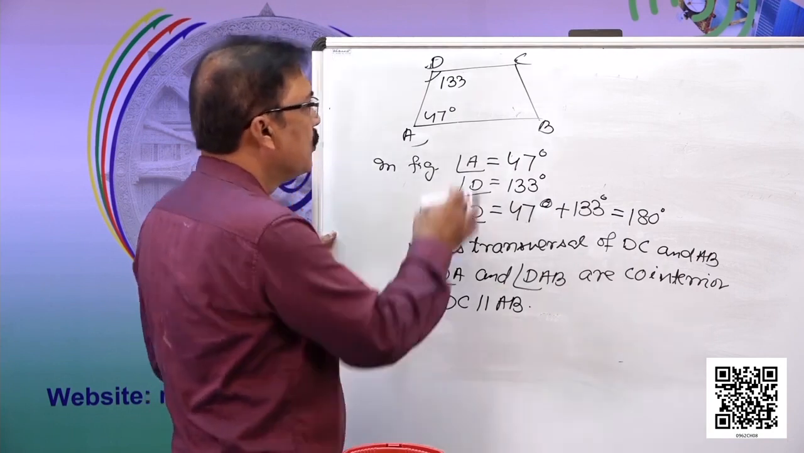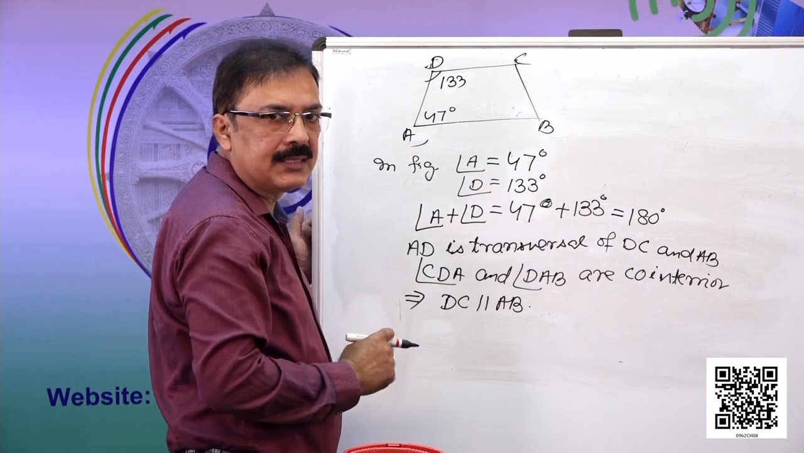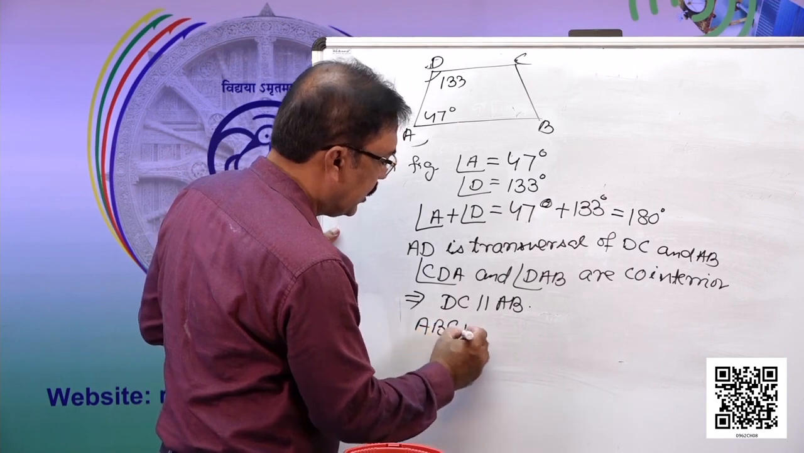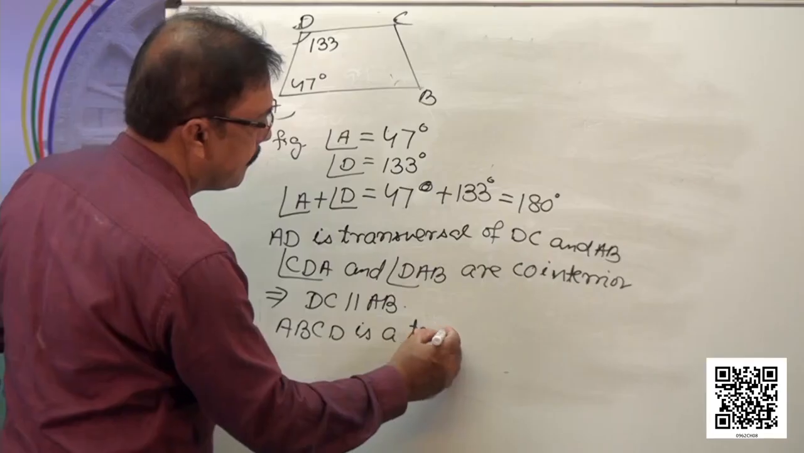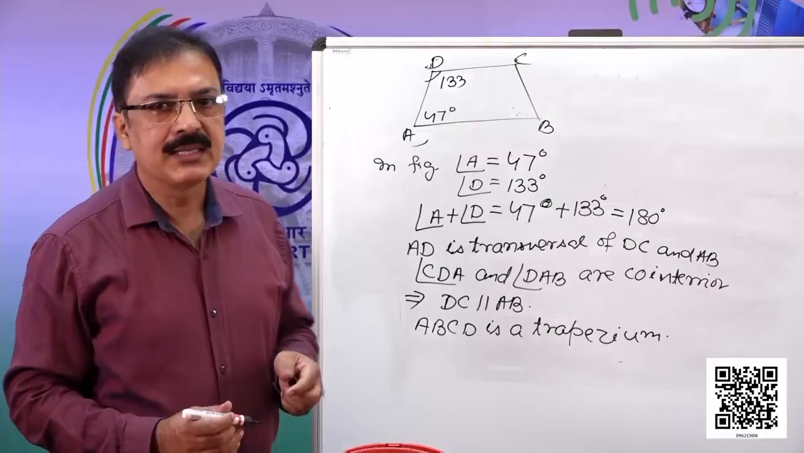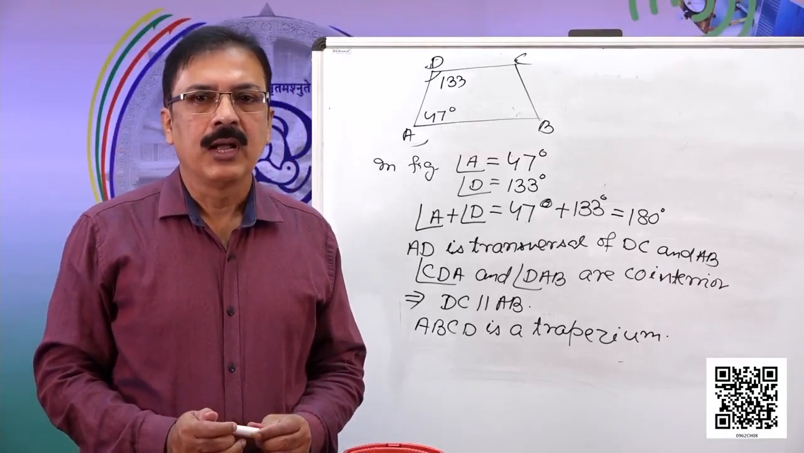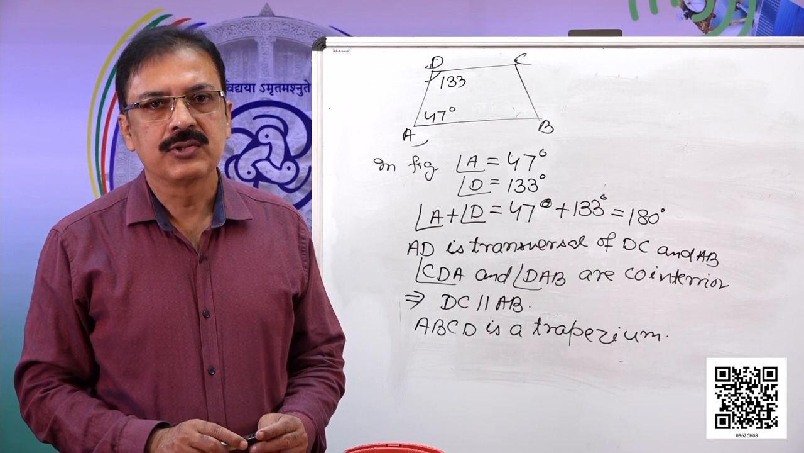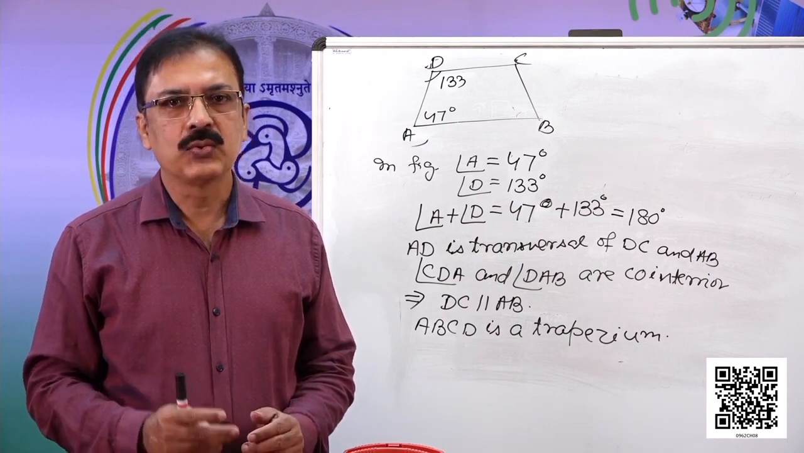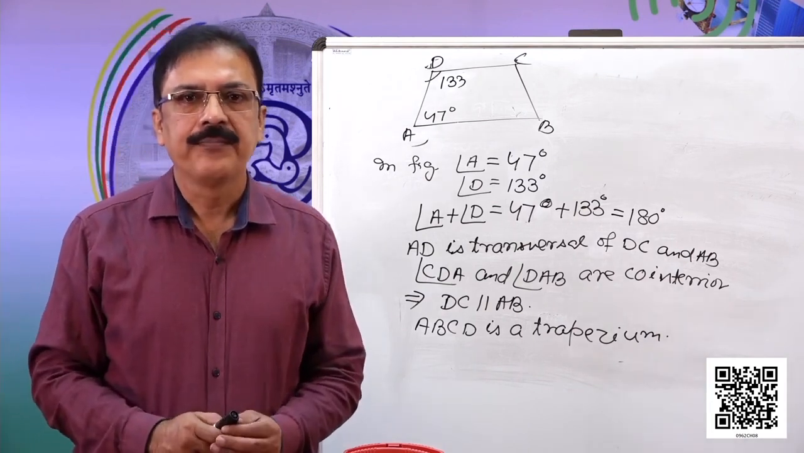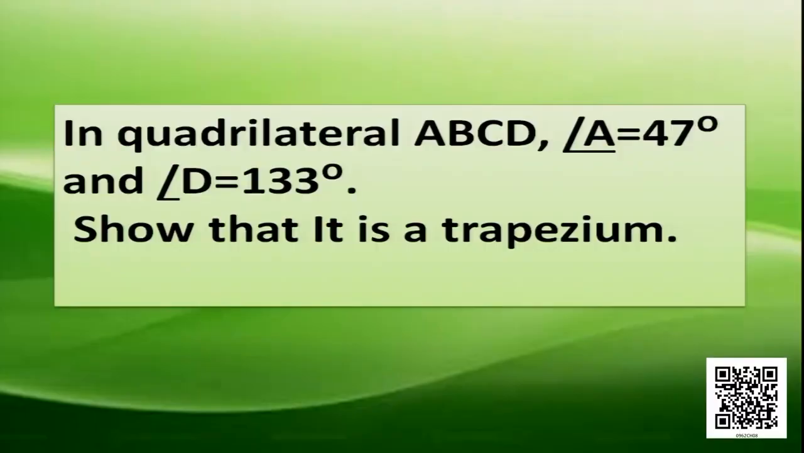In a quadrilateral, one pair of opposite sides are parallel. So ABCD is a trapezium. So as in this figure, two angles form the co-interior angles and are supplementary, so two sides are parallel. As two opposite sides of a quadrilateral are parallel, so the quadrilateral is a trapezium by the definition of trapezium.